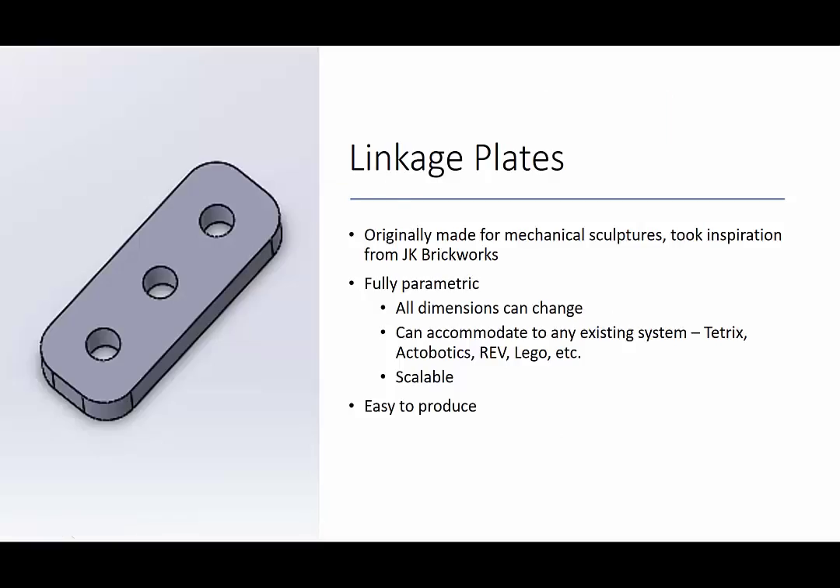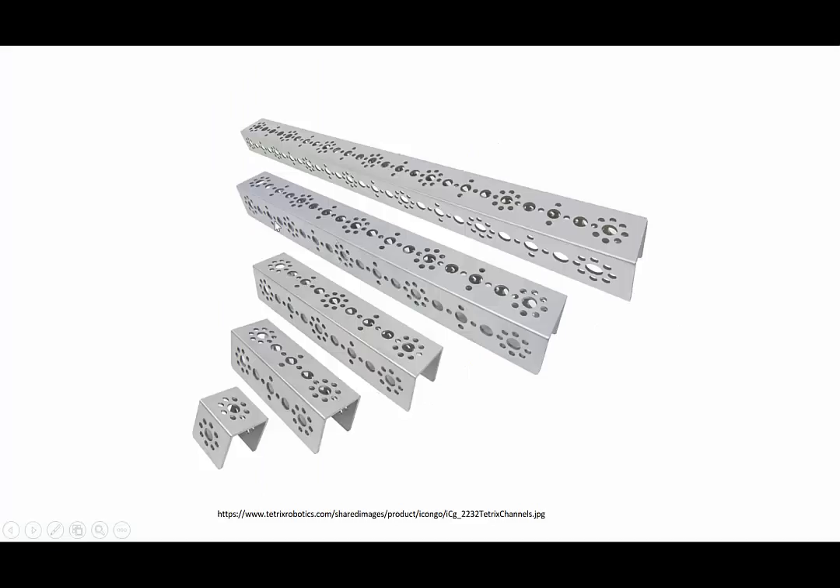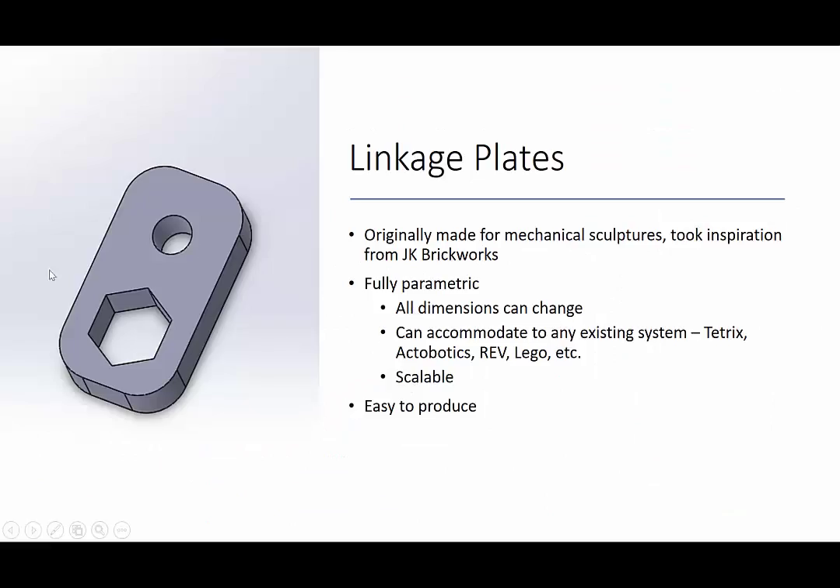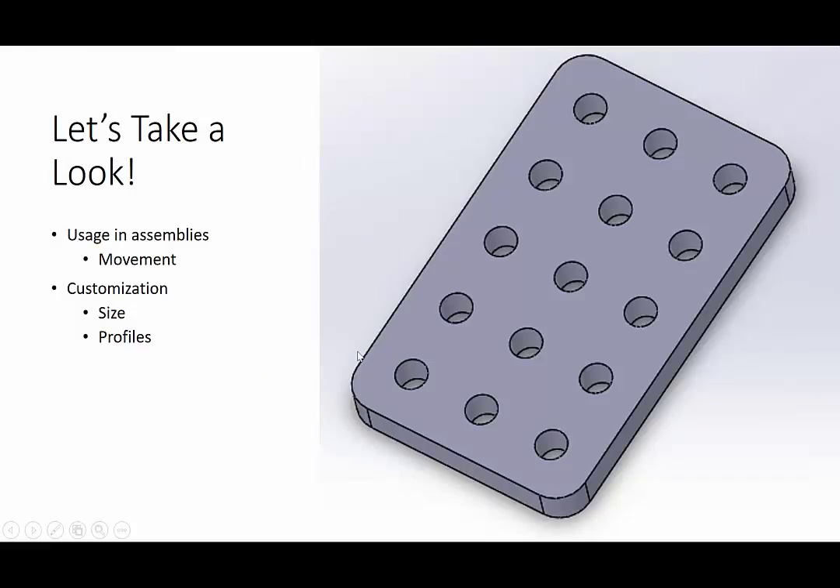So linkage plates. Like I said, they are fully parametric and any dimension can change, which means they can accommodate any existing system such as Tetrix, so you can fit these, which is what the original robot at the beginning was made out of, or Rev, these. Both of these systems don't have linkages, but now you have access to them. And they'll be super easy to produce. And yeah, so let's take a look.